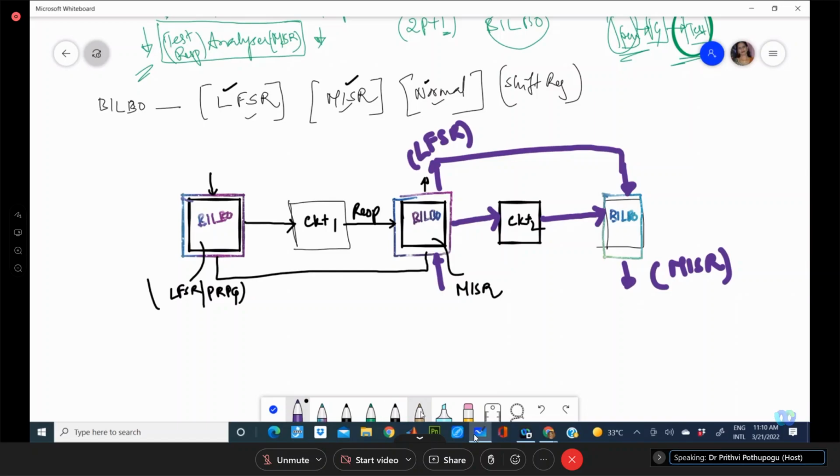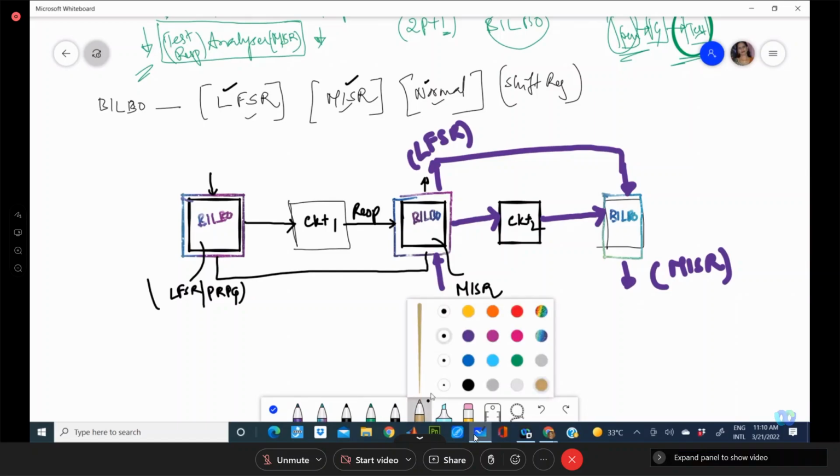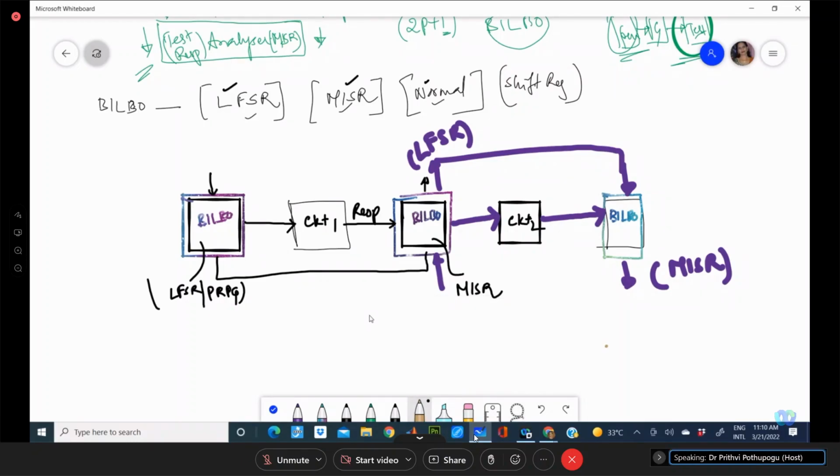If I put this together, what we need is one pair of BILBO setup for one circuit. One pair of BILBO setup for one circuit. Is that correct? Now what do I do? I remove this. Just for understanding, I gave the earlier connectivity.